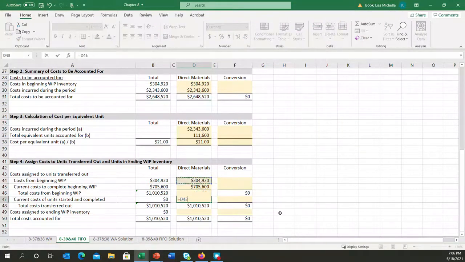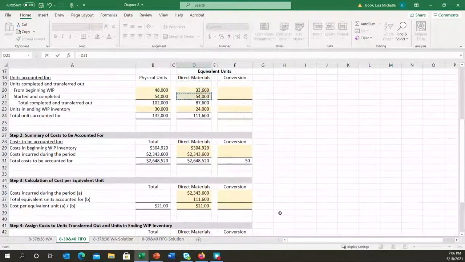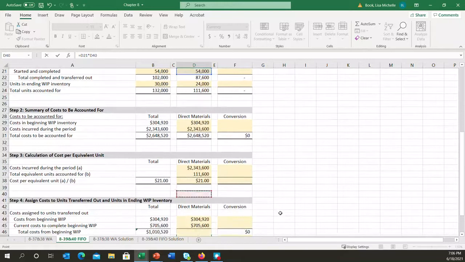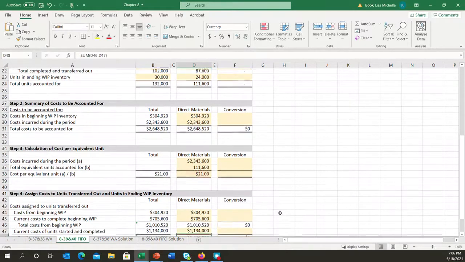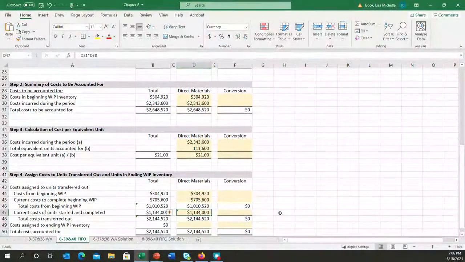Now, finally, I come to the next step and I say, okay, what about my units started and completed? So again, go up here. If you recall, we said that 54,000 units were started and completed. Multiply them times the cost per equivalent unit of $21, and it gives me a total cost of units started and completed of $1,134,000. When I add that to the beginning inventory cost that's also transferred out, I get a total cost transferred out for direct materials of $2,144,520. So a lot more steps involved to get the cost transferred out for FIFO because of the layering.